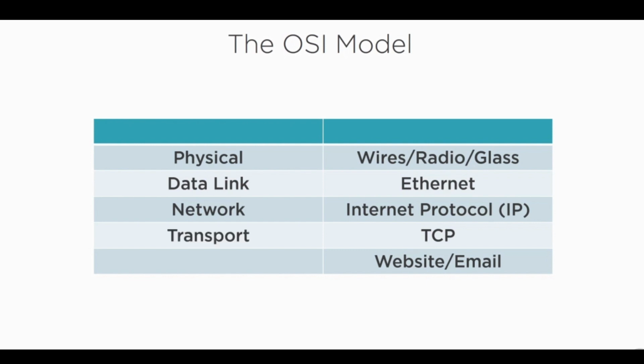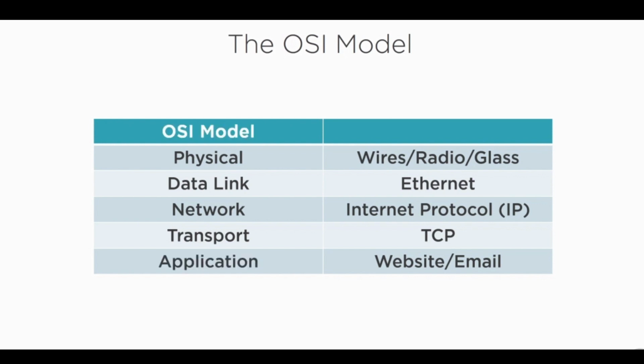Move up one layer, we're at the transport layer. This is where TCP exists. There are other protocols that exist at the transport layer, like UDP as well. We will cover those in detail as we go through the course. For the time being, we need to know that the transport layer is responsible for setting up this conversation between the two devices. TCP is the protocol that operates at the transport layer that sets up conversations and maintains them.